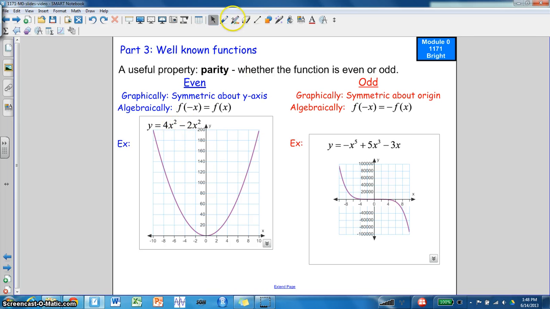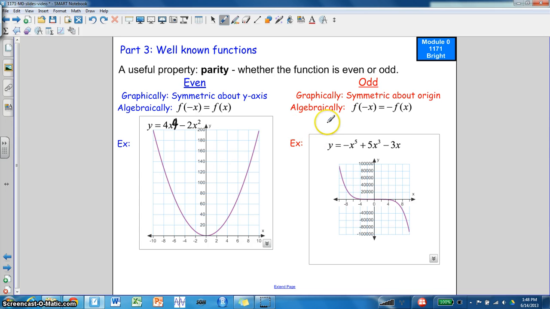Now this example here, it should actually be to the fourth power. If we plug in minus x in either place, we'll end up with the same function, because if we take a negative to an even power, it'll just end up being a positive one anyway.